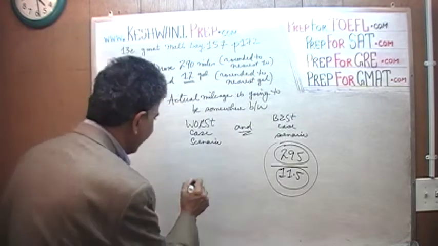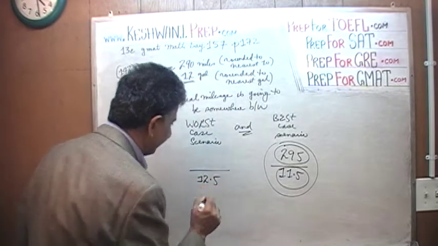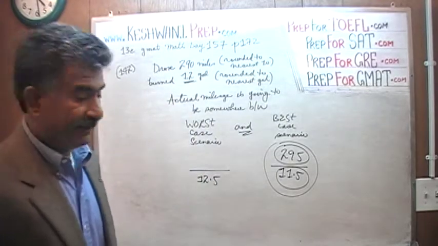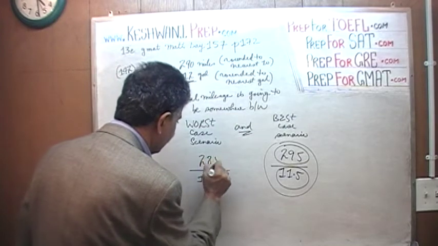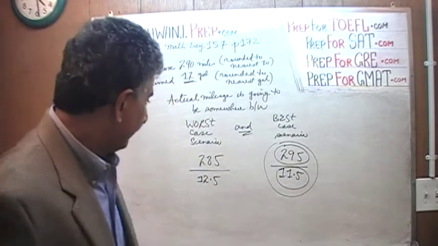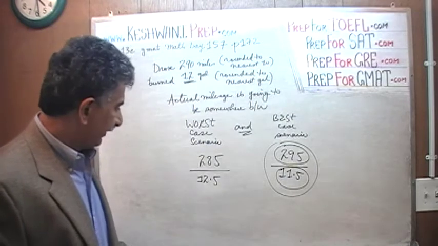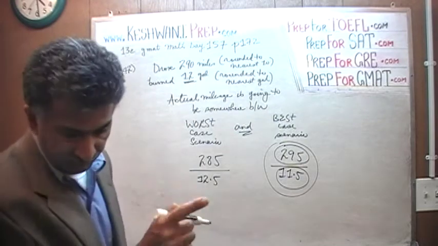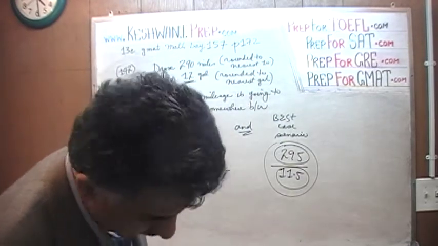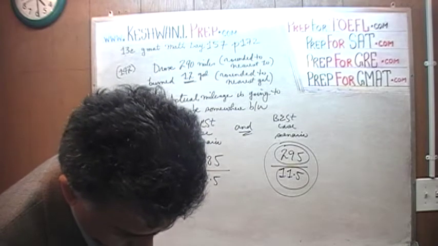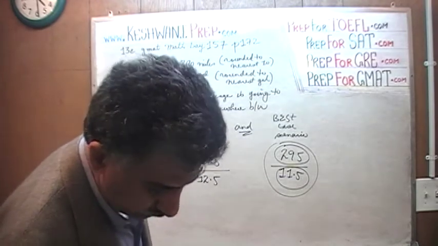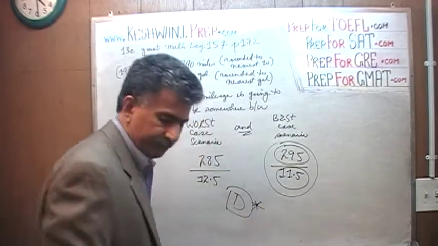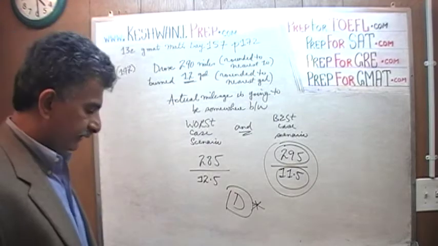The worst case scenario is that we actually burned 12.5 gallons, which was rounded to 12 gallons, and in reality we did not get 290 miles. Perhaps we got only 285 miles. And that's it, we're done. That's your answer: 285 divided by 12.5 and 295 divided by 11.5. That's the range. And that will be what letter? 285 divided by 12.5 and 295 divided by 11.5, that's letter D. D is the answer.